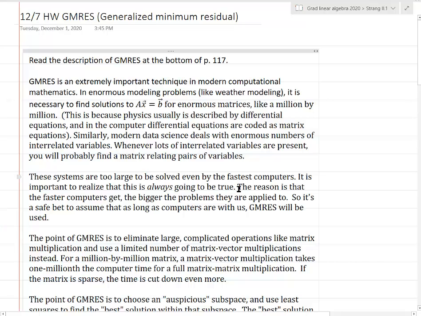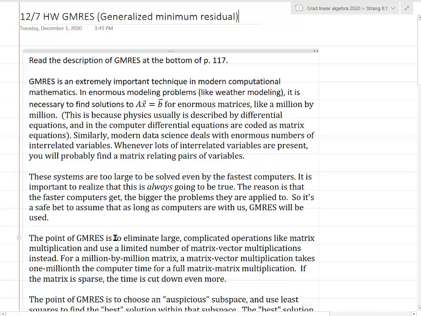So this is a sure bet that this material is going to be valuable for centuries and centuries to come. Well, there's not a sure bet on anything, but it's a surer bet than some other things. Okay, so as I said, as you get faster computers, the bigger problems get bigger too. So as long as computers are with us, GMRES will be used.